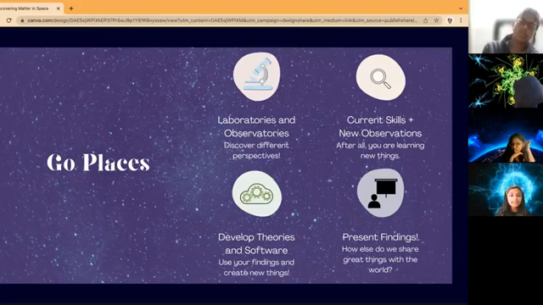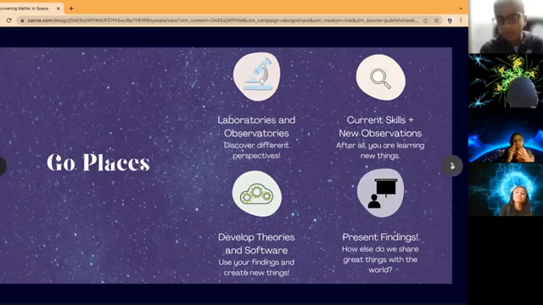And what do you do with your findings after that? You present them. How else do we share great things with the world? So after all, an astronomer is a pretty great job.